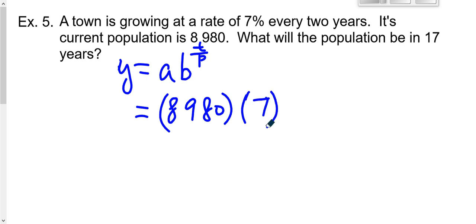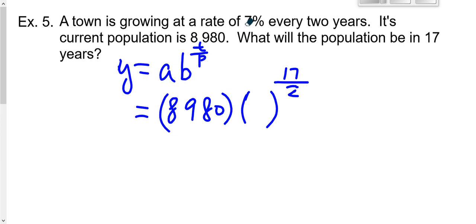And then raised to the power of the total time, which is 17 years. 17 over, in this case, we are talking about this happening every 2 years. So the time period for this event is 2 years. Okay, plug that in. Congratulations, you just screwed up. Think about why.